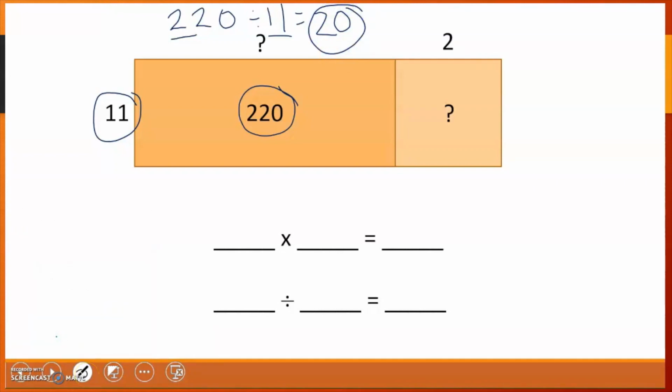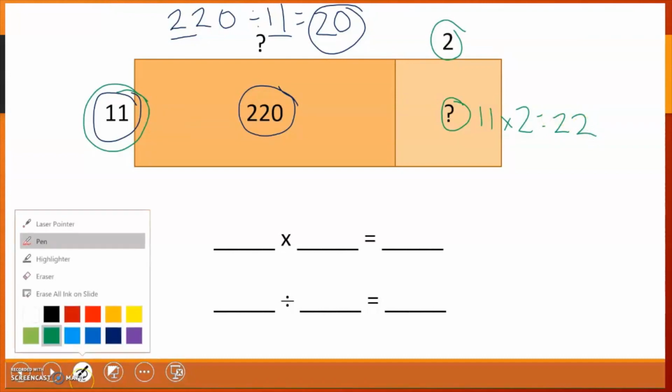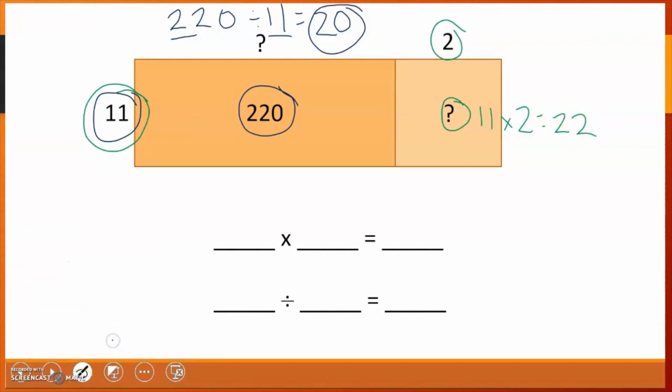Now let's look over here. I have to find what this question mark equals. I can take this part of the area model and this part and multiply them together. 11 times 2. That equals 22. Now we can take all that wonderful information and write our multiplication and our division problem below.